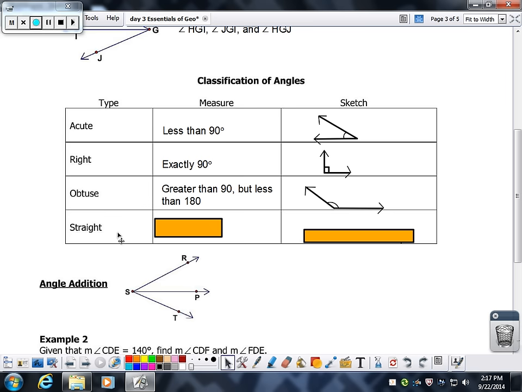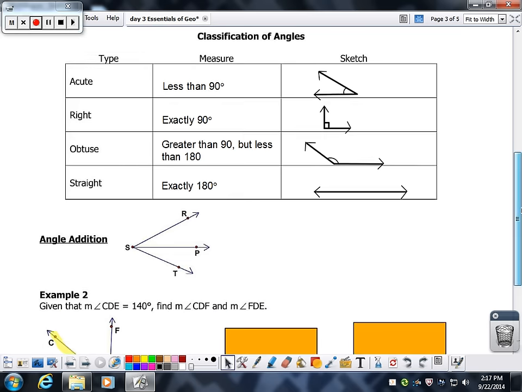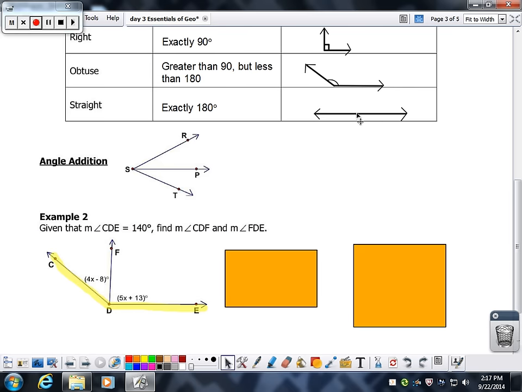And last but not least is a straight angle. A straight angle measures exactly 180 degrees and may look like a line. The angle addition postulate.